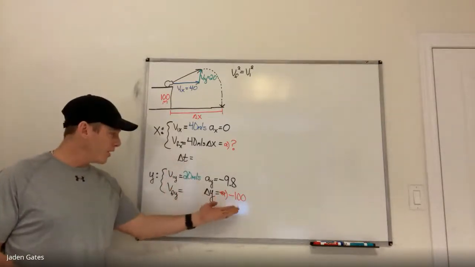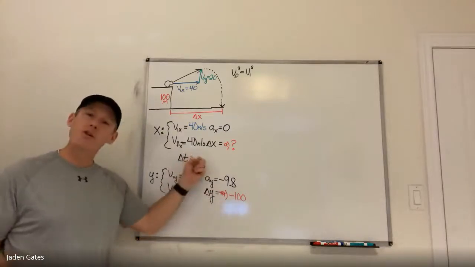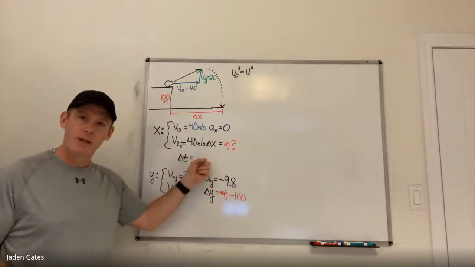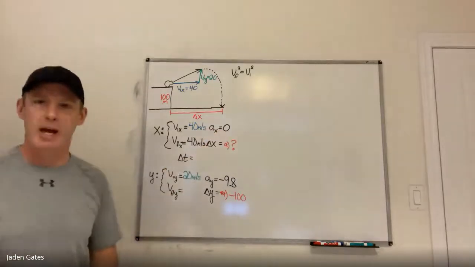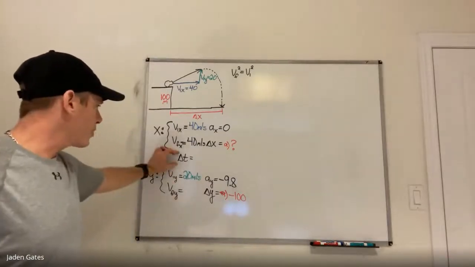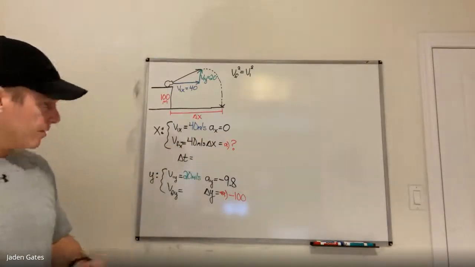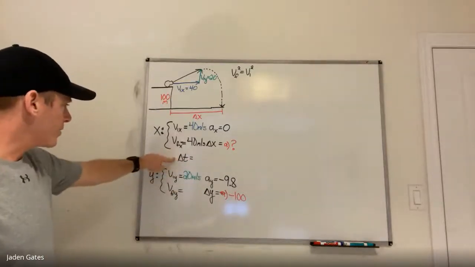So I'm going to go down here to my vertical components, see if I can use them to find delta t. Then I can come back up here and find my delta x. So I'm going to have to work with my vertical components to figure out this bridge so that I can get my delta x. All right, so now we're down in the verticals. I want to find delta t because that's my bridge.